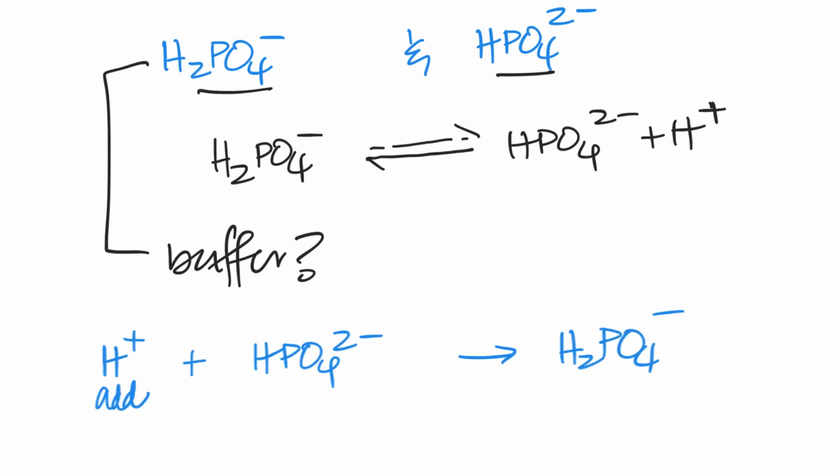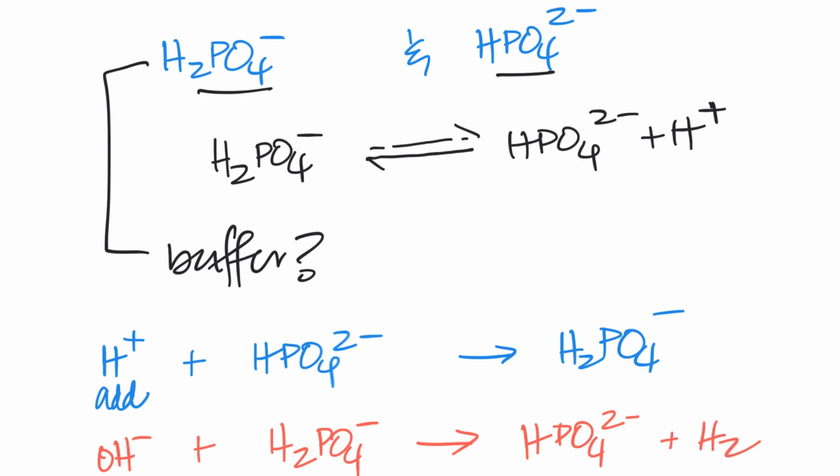So the idea is this equation is showing you whatever H plus that you added to the buffer is absorbed and converted, and it didn't change the pH. And if I add OH minus ions, they will react with the acid part and convert that into the base and water. All right? And that's really what you have to show for the exam. That's it.